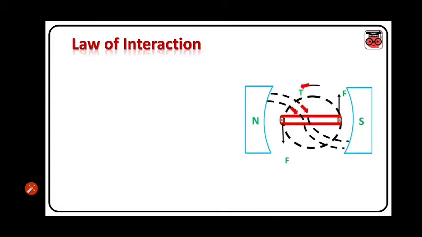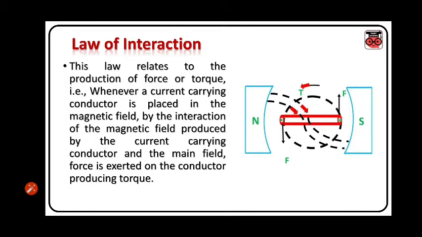Law of interaction. This law relates to the production of force or torque whenever a current carrying conductor is placed in the magnetic field, by the interaction of the magnetic field produced by the current carrying conductor and the main field. Force is exerted on the conductor producing torque.